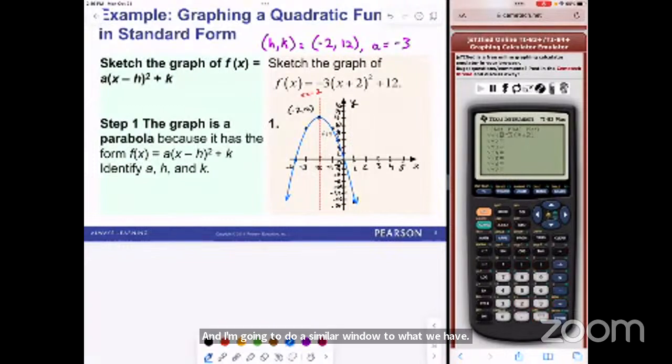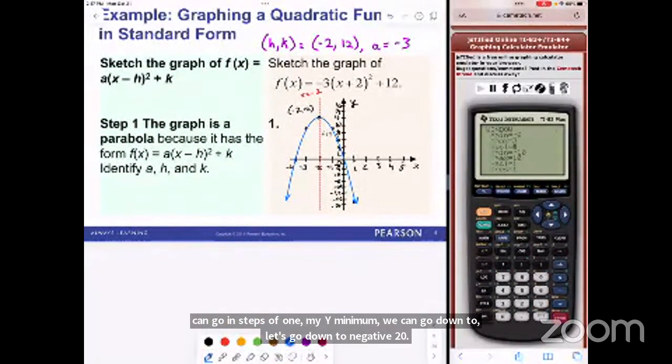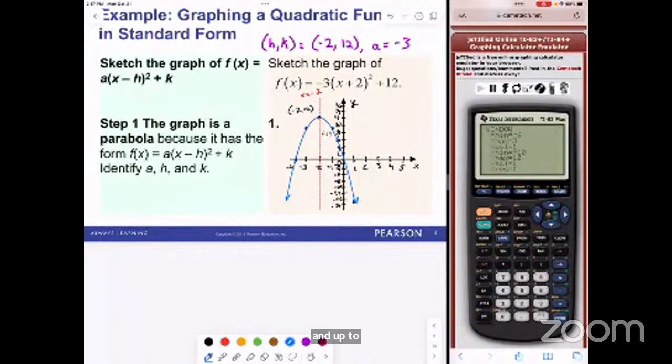So I'll go to like -6. My x minimum, my x max, I'll go to like 3. X can go in steps of 1. My y minimum, we can go down to, let's go down to -20. And up to 16 is fine. And we'll go in steps of 2. And we should get a similar graph. Wait a minute. Window, y minimum, I think it's supposed to be a -20.